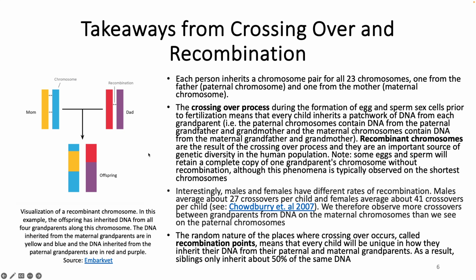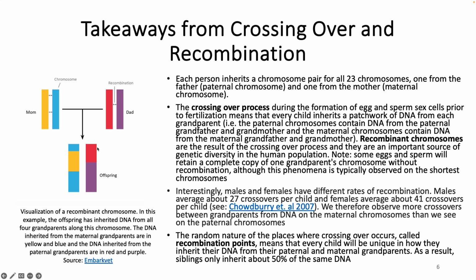Another really interesting fact that we've observed through testing people is that males and females have different rates of recombination. Males average about 27 crossovers per child, but females average about 41 crossovers per child. So what that means is we observe more crossovers between grandparents from DNA on the maternal chromosomes.